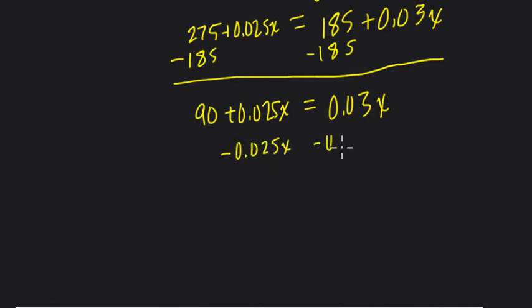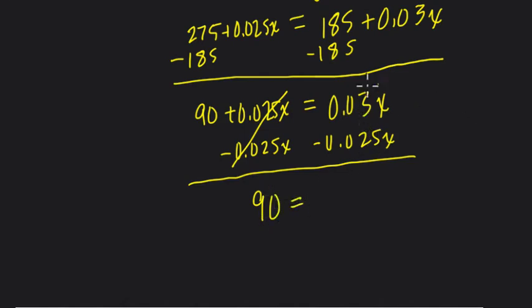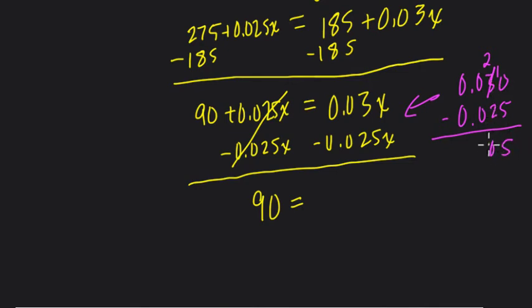At this point, I'll get my x's on the same side, so we subtract 0.025x from both sides. This cancels out to 0. We have 90 equals what? Well, this subtraction we can do in a number of ways. I'm just going to write it out over here on the side in pink. I do like pink. 0.030, I added the other 0 so I can line things up, minus 0.025. Borrow: 10 minus 5 is 5, 2 minus 2 is 0, and 0. This makes sense. It's like 25 plus 5 is 30. It fits. So 90 equals 0.005x.